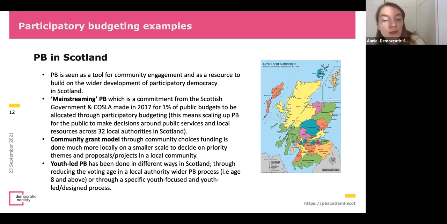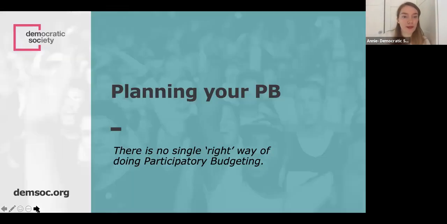Youth-led PB, so this has been done and it's being done in the future as well. So through things like reducing the voting age. So actually people have thought, well, why not just include children and young people into the normal PB, so the local authority PB processes. So in some local authorities, they've just reduced the age to about 8 years old, and they've worked in schools and things like that to involve young people into the processes. However, there's also just youth-specific PBs as well, so it's a bit of a mix at the moment. So that's Scotland.